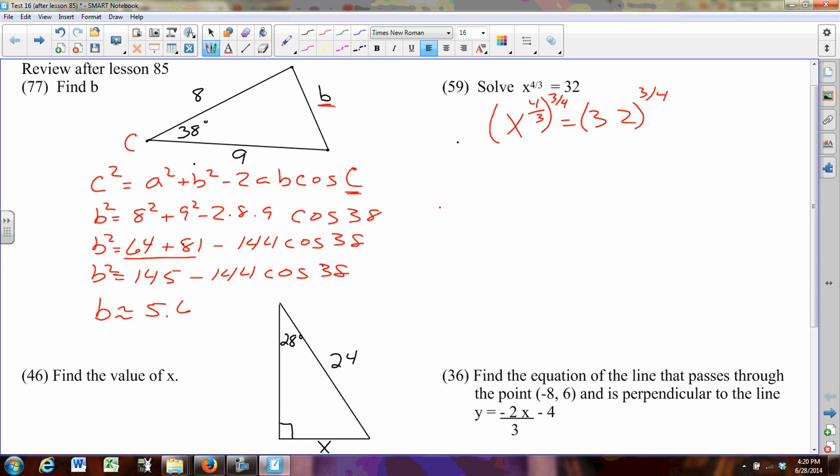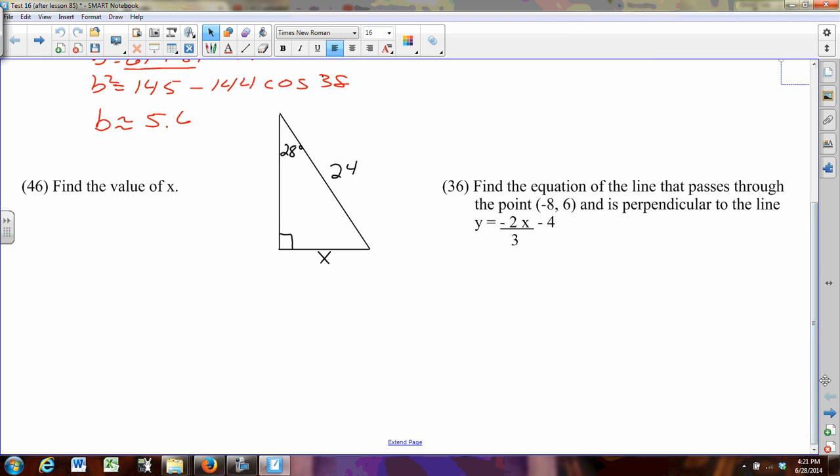So then I would have my x equals, if you punch this into your calculator, we would have to punch in 32 and then put this raised to the exponent in parentheses. So we would have approximately 13.45.